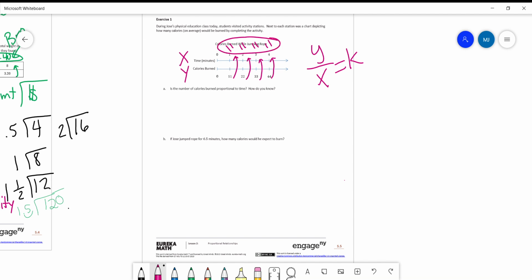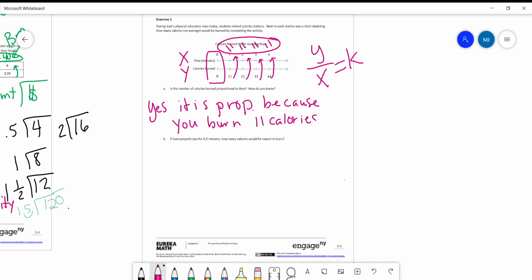11 across the top. Notice this value of zeros here. This is because if you don't exercise at all, you're not burning any calories. So 0 is often the starting point, and it is the starting point in proportional relationships. So is the number of calories burned proportional to time? Yes, it is proportional, and I'm going to shorten that to prop, because you burn 11 calories per minute.